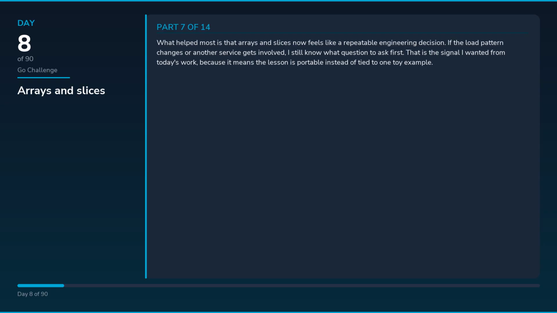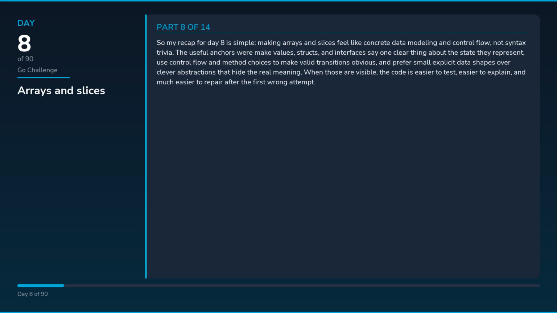That is the signal I wanted from today's work, because it means the lesson is portable instead of tied to one toy example. So my recap for day 8 is simple: making arrays and slices feel like concrete data modeling and control flow, not syntax trivia. The useful anchors were make values, structs, and interfaces say one clear thing about the state they represent, use control flow and method choices to make valid transitions obvious, and prefer small explicit data shapes over clever abstractions that hide the real meaning. When those are visible, the code is easier to test, easier to explain, and much easier to repair after the first wrong attempt.